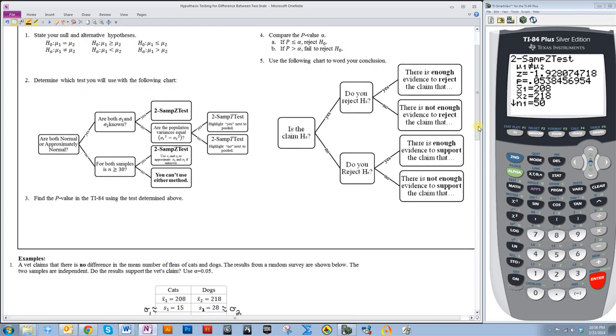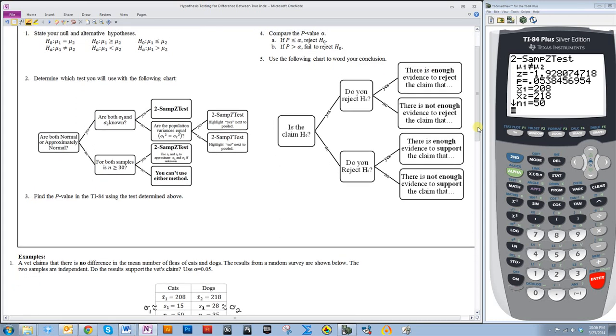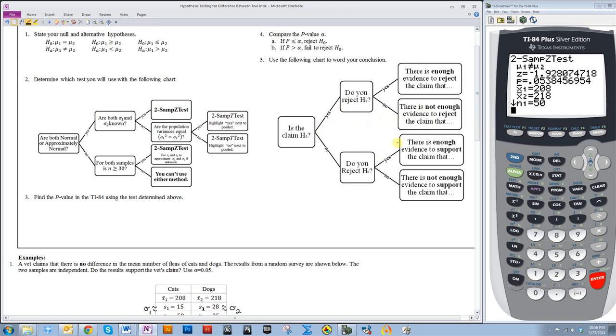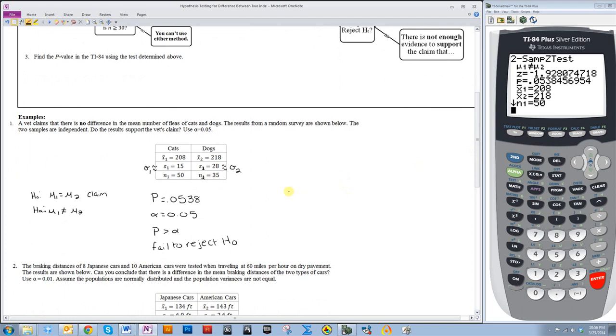Now I need to figure out how I'm going to word my conclusion, and it's going to be based on this chart here. Is the claim H0? Yes, it was. Did we reject H0? No, we didn't. So we say there is not enough evidence to reject the claim that there is not.